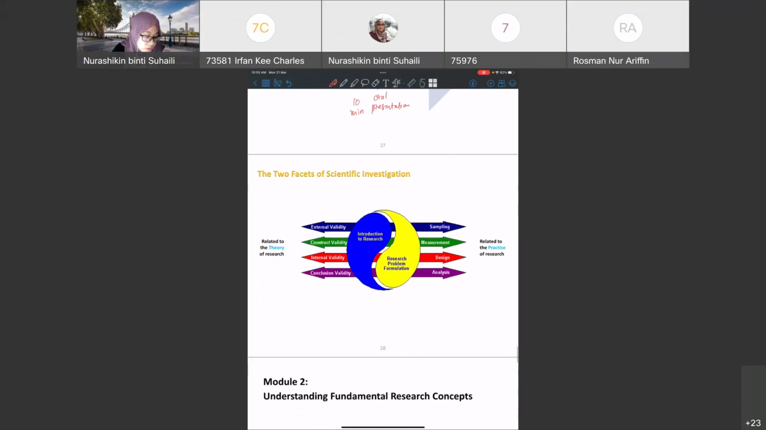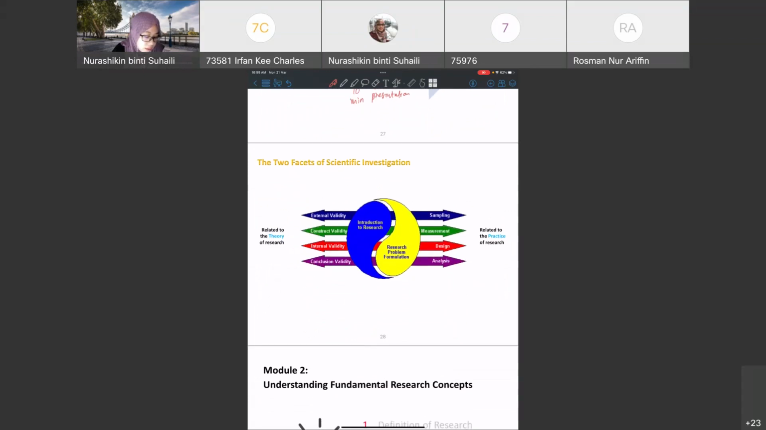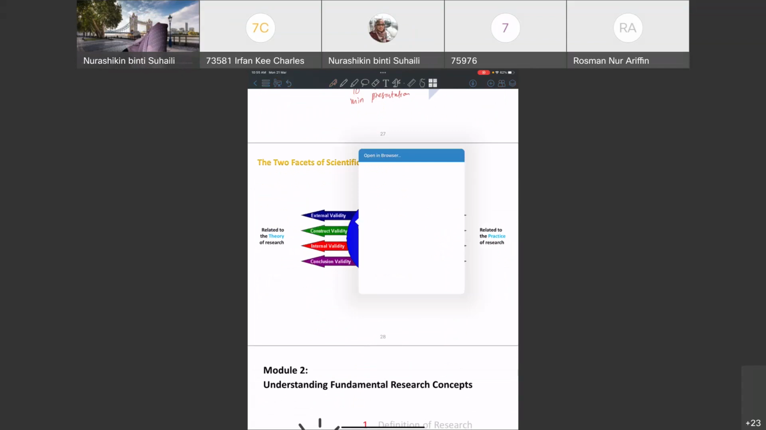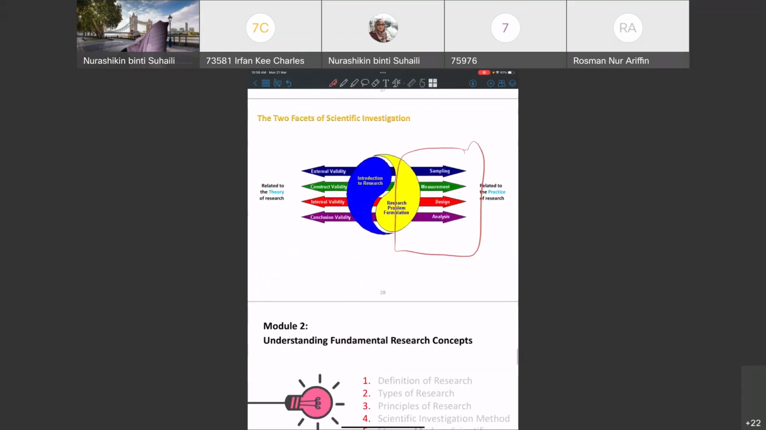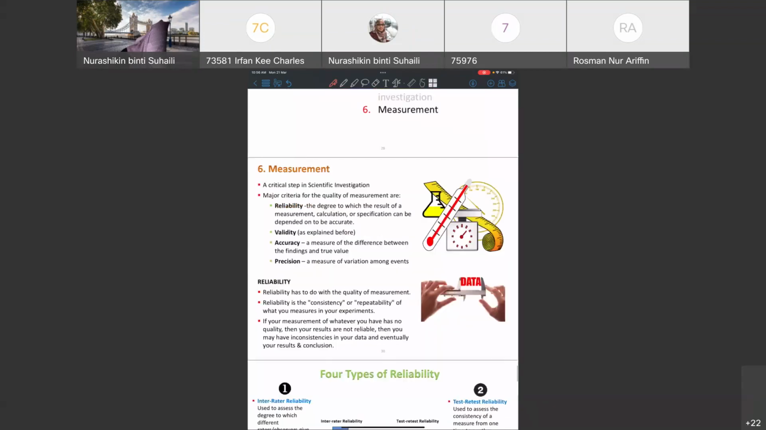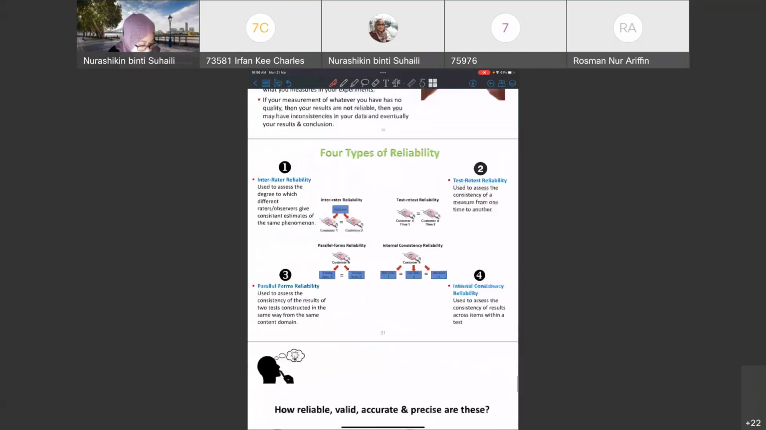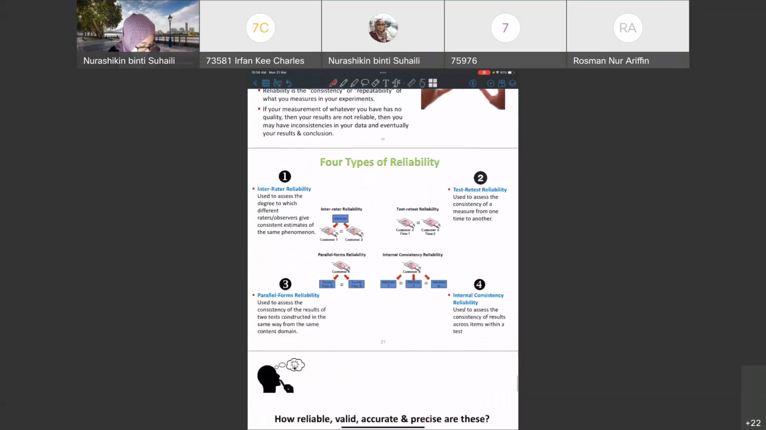Two facets of scientific investigation related to the theory of research. The introduction of research. Here you have to know about validity. And I think I have mentioned all the points: sampling, measurement, design, analysis. The last part is measurement.